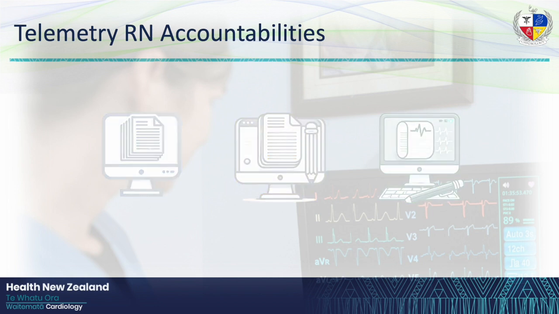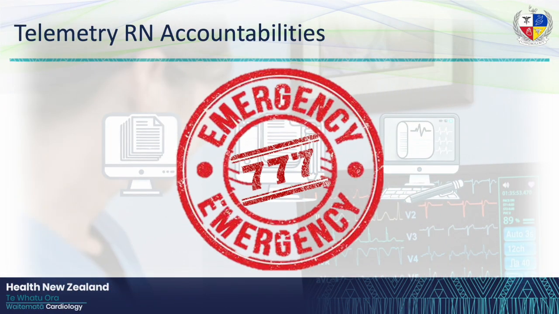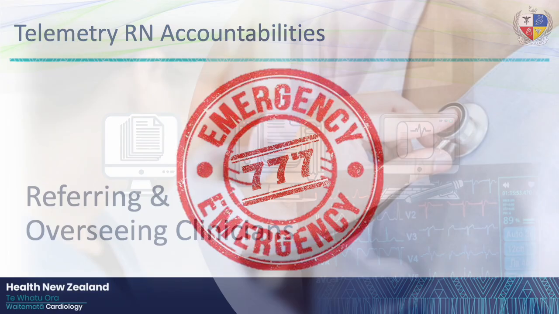The telemetry nurse must also immediately notify the primary nurse of any significant rhythm events and, in cases of life-threatening arrhythmias, place an emergency call without delay. The telemetry nurse is also responsible for implementing escalation plans when telemetry resources are low. These responsibilities ensure that all team members are informed and that patient monitoring remains uninterrupted and effective.